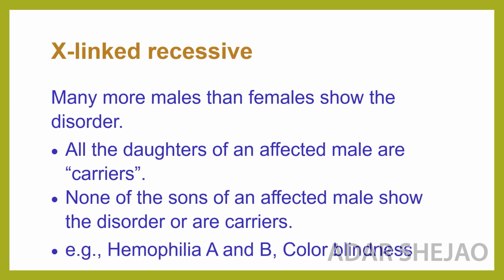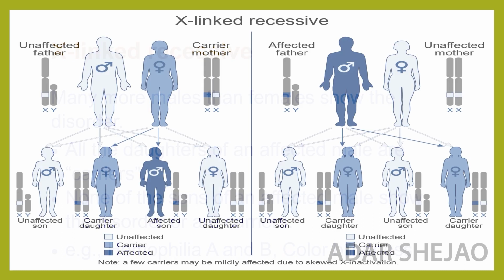X-linked recessive. Many more males than females show the disorder. All the daughters of an affected male are carriers. None of the sons of an affected male show the disorder or are carriers. E.g., hemophilia A and B, color blindness.